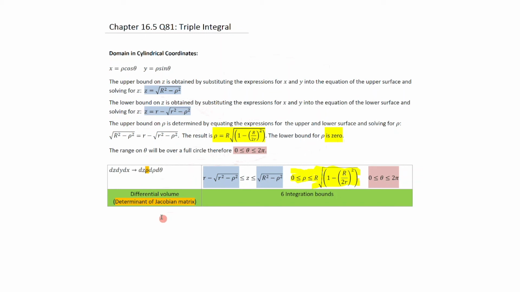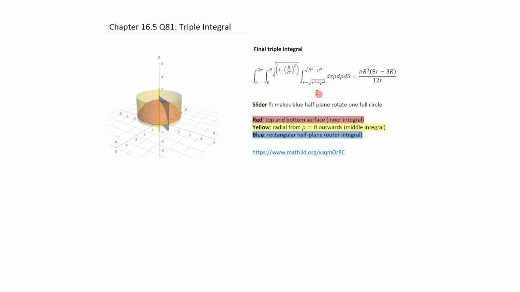So now we can put all the pieces together. And here we have, of course, the differential volume in cylindrical coordinates, now in terms of rho rather than r. Here are the lower and upper bound on z, the lower and upper bound on rho, and the lower and upper bound on theta. And so now we can set up the integral and make the substitutions. The limits on z, limits on rho, limits on theta, and we end up with this result, which is the same as the result we obtained working in Cartesian coordinates.